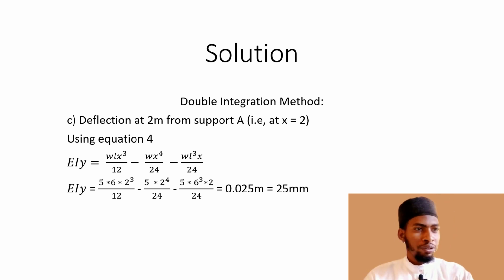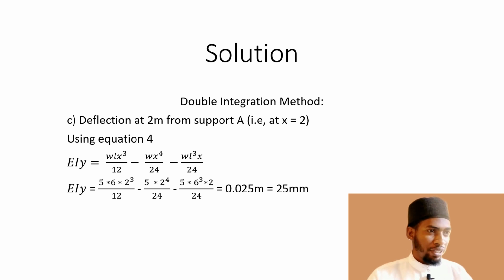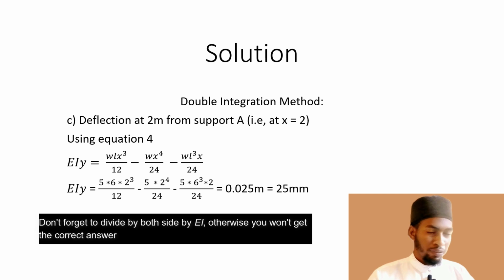So if you substitute all the values and punch your calculators, if you don't know how to use the calculator, please ask your colleagues to show you. Because if you have denominators and you want to do it all at once, definitely you must use brackets. You must learn how to use brackets in solving these fractions. At the end I got 0.025 meters, which is equivalent to 25 millimeters. So at midspan we have 28.8 millimeters. That's where we have the maximum. Then at 2 meters from support A we have 25 millimeters.